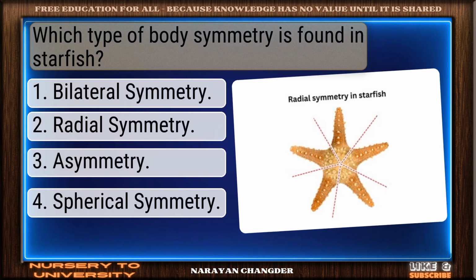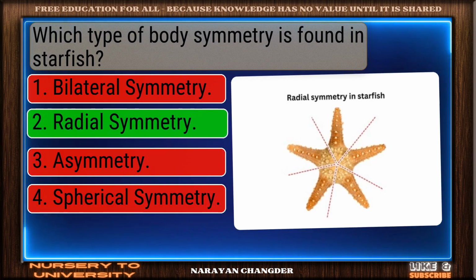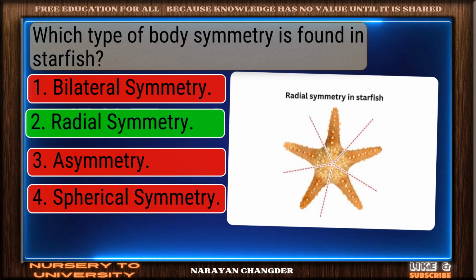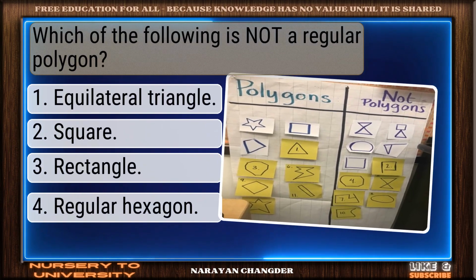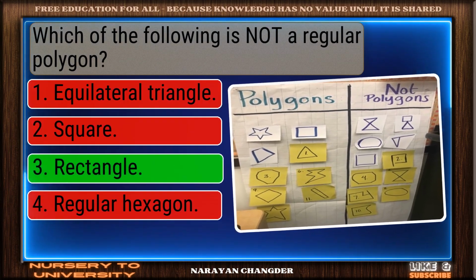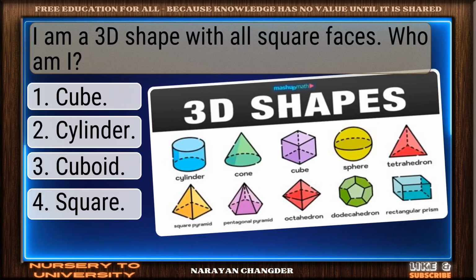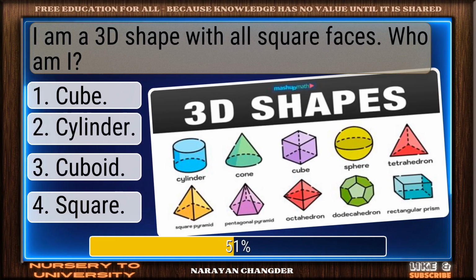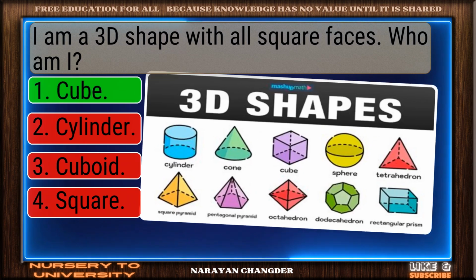Which type of body symmetry is found in starfish? Good job. Your answer, radial symmetry, works well here. Which of the following is not a regular polygon? Well picked. Rectangle is the correct answer. I am a 3D shape with all square faces. Who am I? Exactly. Cube makes sense and it is right choice.